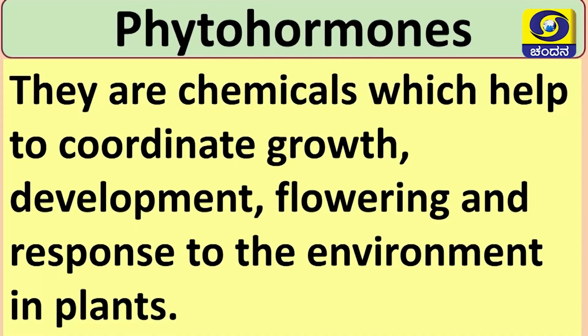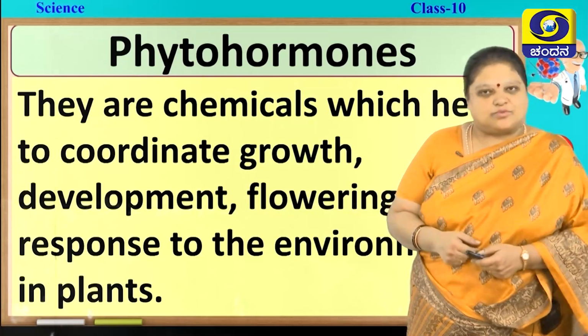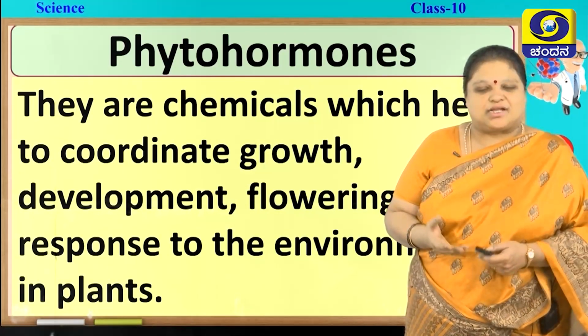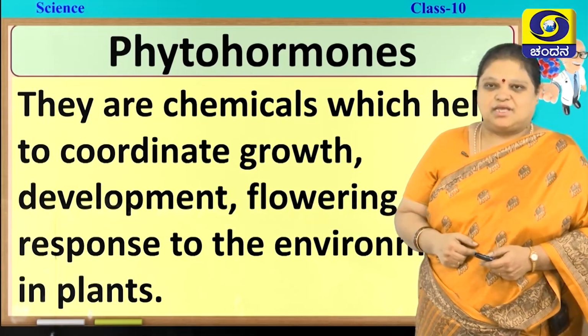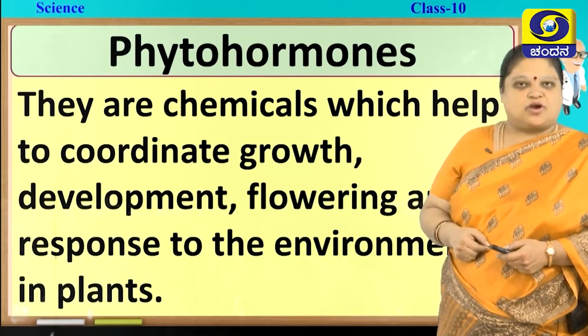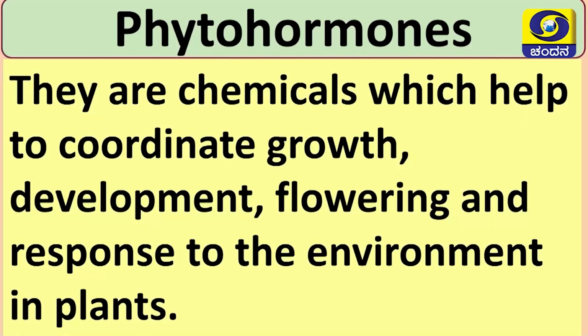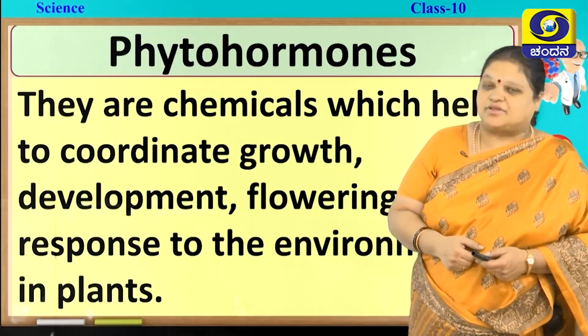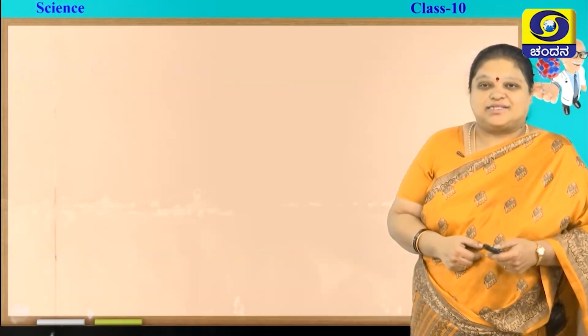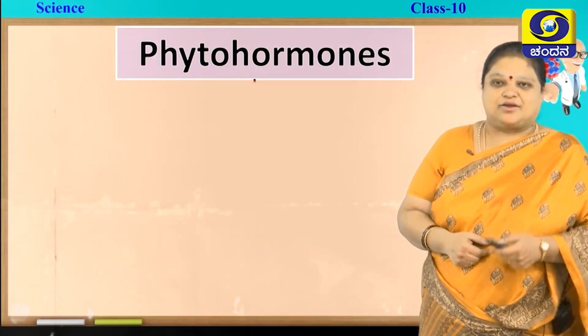Do you know who helps all this? They are nothing but phytohormones. Phytohormones are nothing but plant hormones. They are the chemicals which help to coordinate growth, development, flowering and responding to the environment in plants. So plant hormones are responsible for this. Now let us see the different types of plant hormones.